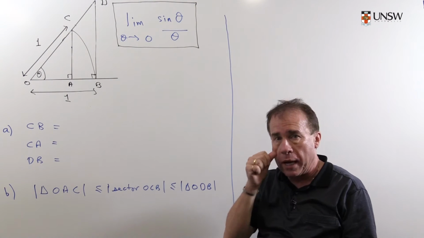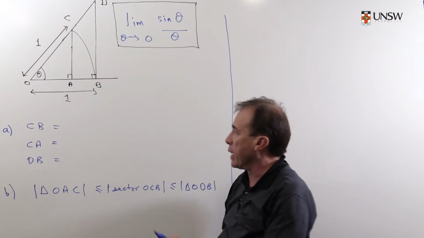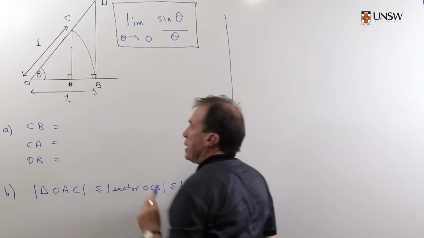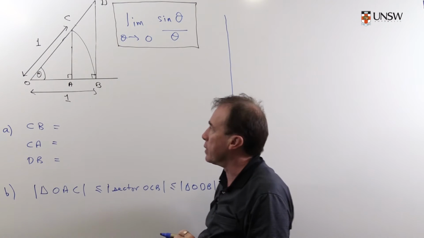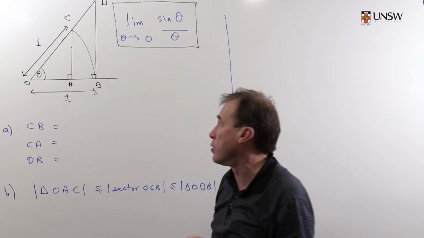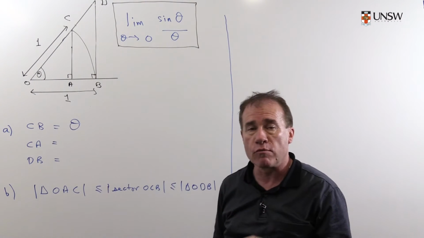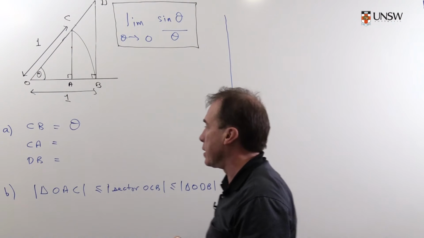So the first part is we're asked to write down expressions for the arc length, firstly the arc CB, and that's easy because we have a formula that says the arc is just r times theta, where r is the radius of the circle, which is 1, and theta is the angle. So provided theta's in radians, of course, that will be the correct answer.